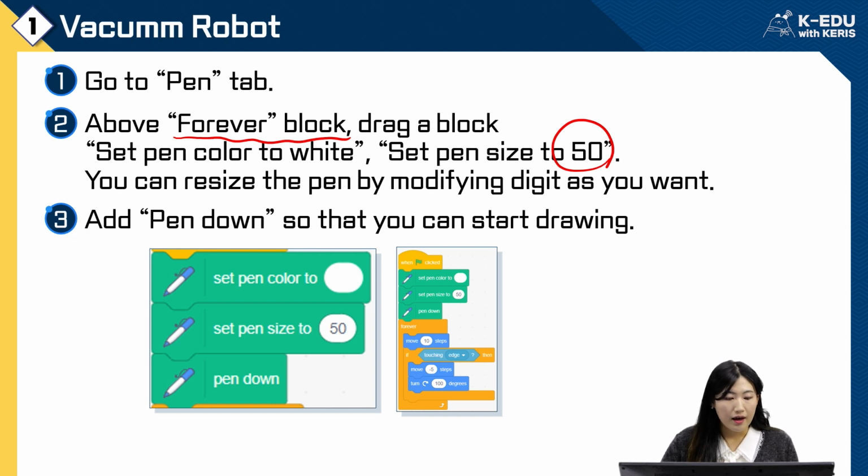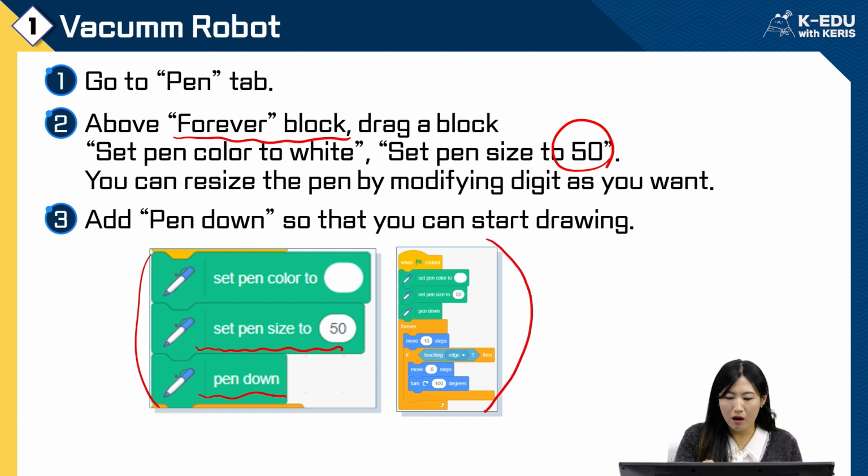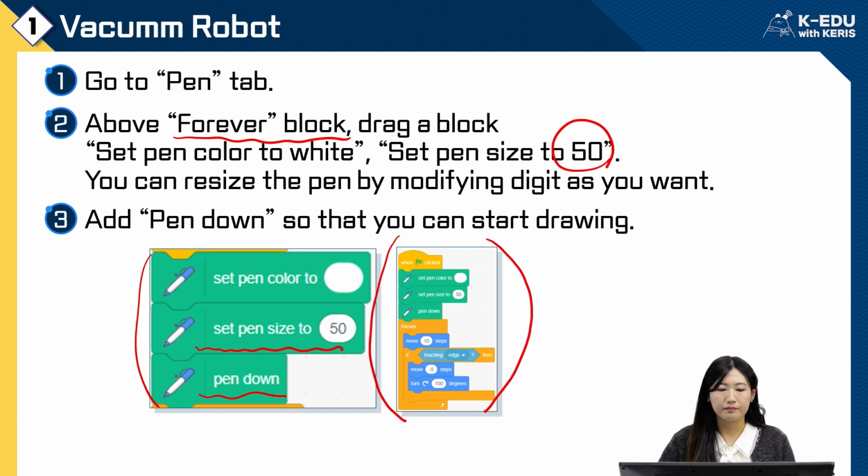Next, add the pen down block so that you can start drawing. Those three steps are here, so you have to set pen size to 50 and pen down. You will see these blocks as the result.